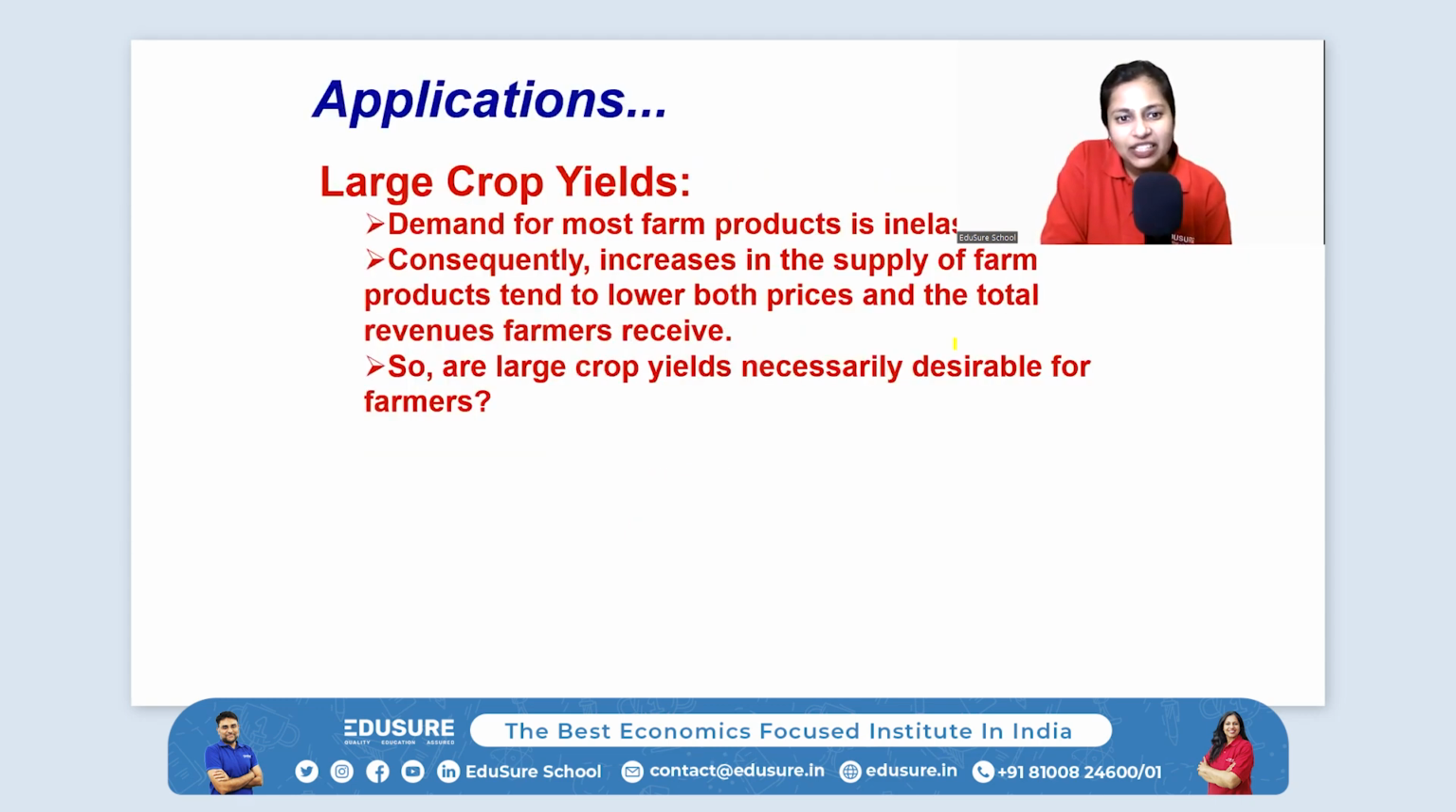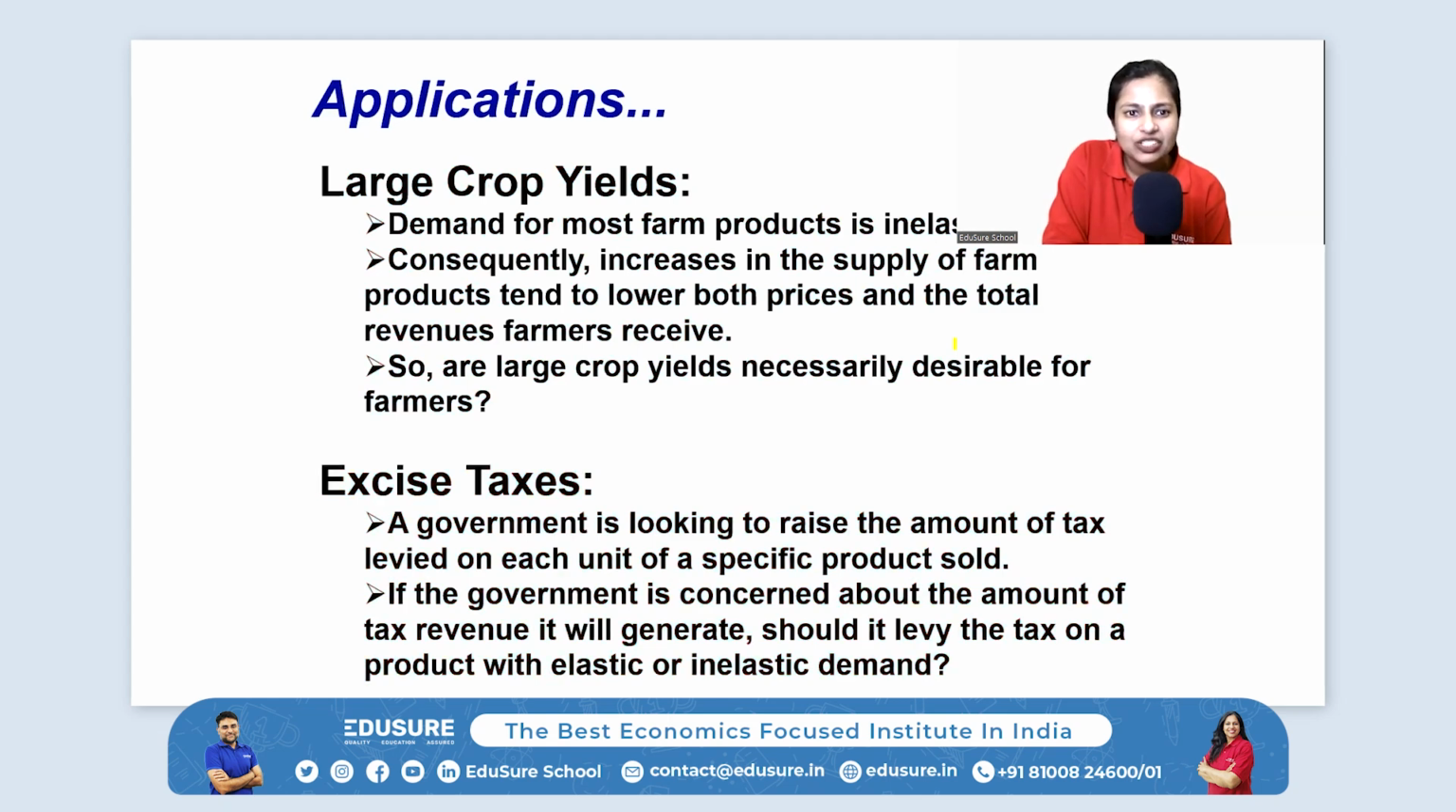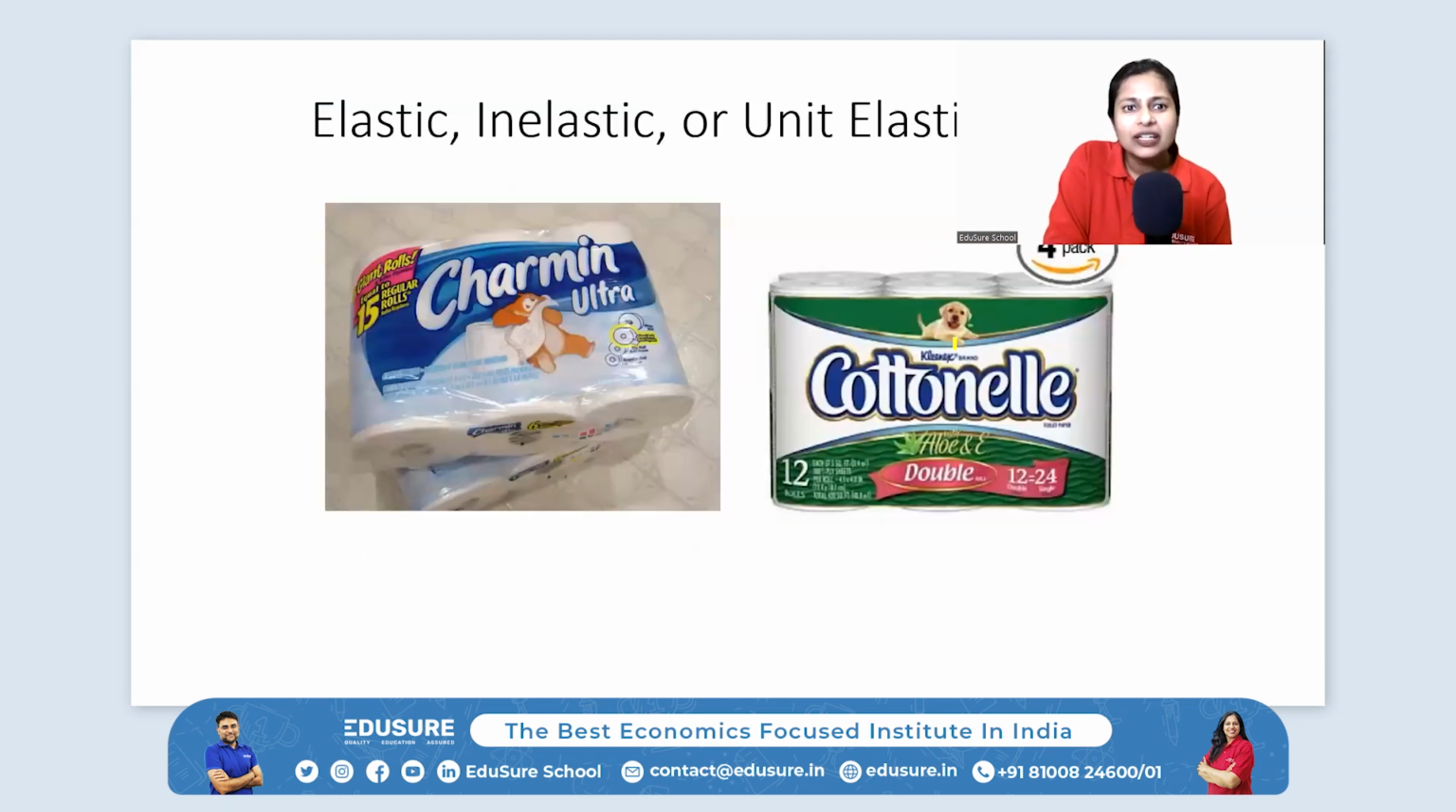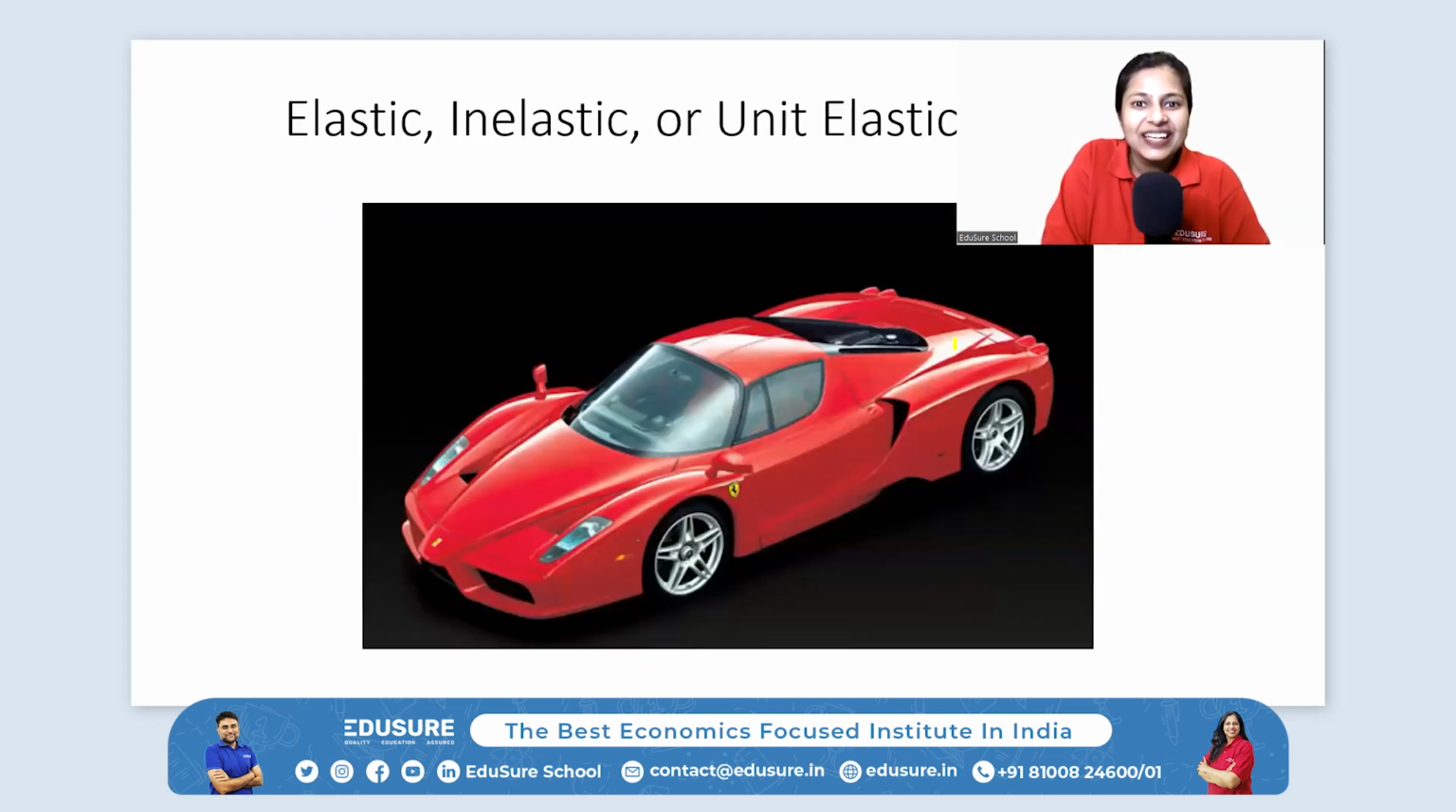And applications. So we could look at some applications now, which goods are elastic, inelastic, unitary elastic. This is for you to think about. This is toilet rolls. What do you think they are? If the price of toilet rolls increases, what are you going to do? Are you going to reduce demand, increase demand, keep your demand constant? I would put it as constant, so unitary elastic. What about this Ferrari? Ultra luxury goods, inelastic.